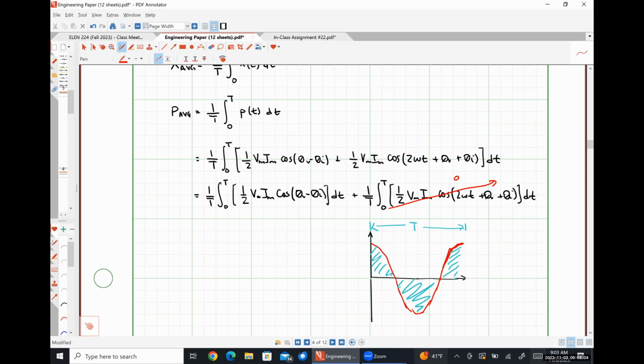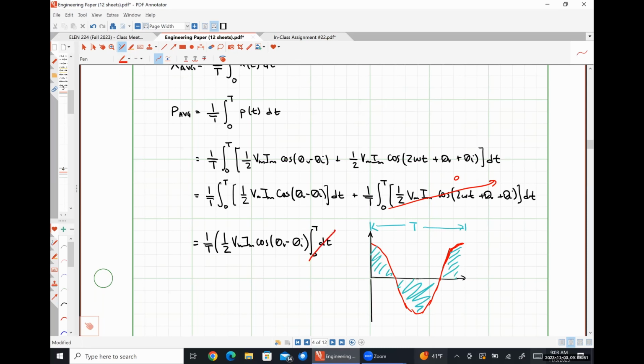So that just leaves us with this business on the left. Well, we discussed earlier that all of those things are constant. Right? So we could actually pull all of that out of the integration. So we would have simply 1 over T times 1/2 Vm Im cosine theta v minus theta I times the integral from 0 to T of dt. What's the integral of 0 to T of dt? Capital T.